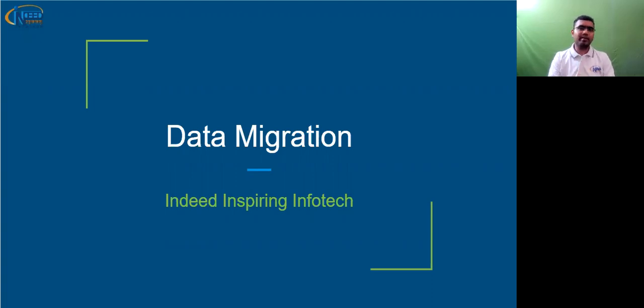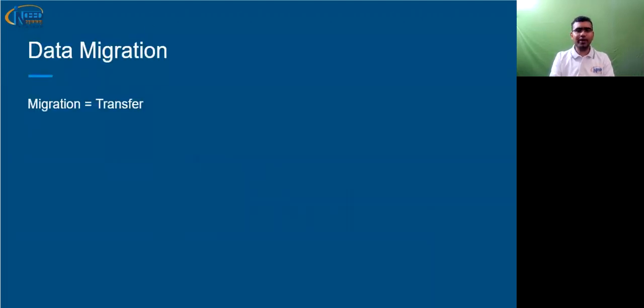Today's topic is data migration. Let us try to understand what is data migration. Here we have the word migration, which means transfer. Transfer means that you want to transfer a particular thing from one place to another place. For example, you are shifting your home or you are shifting from one house to another house.